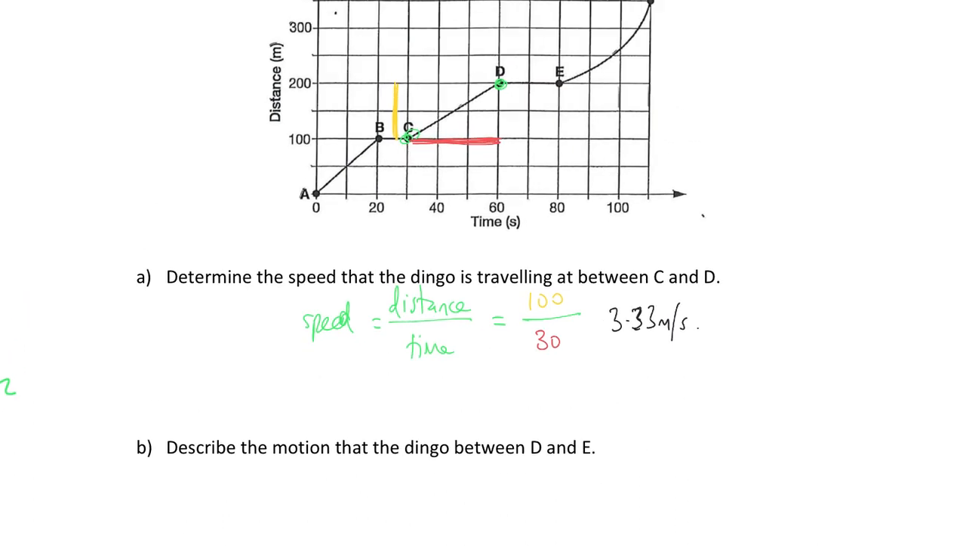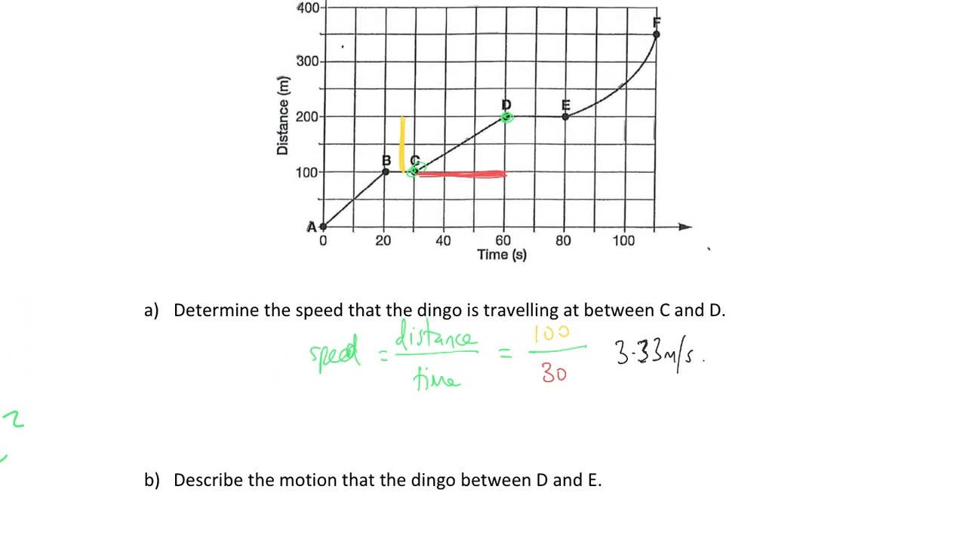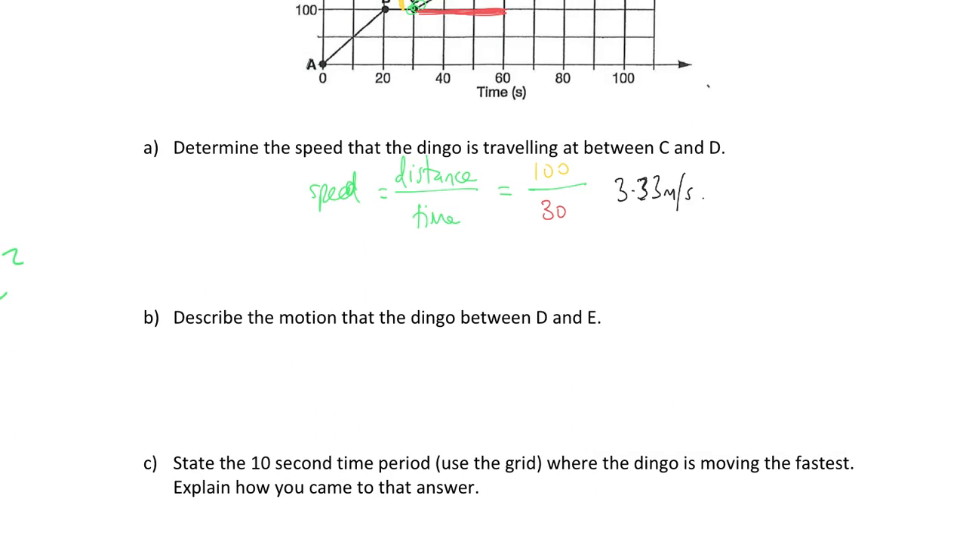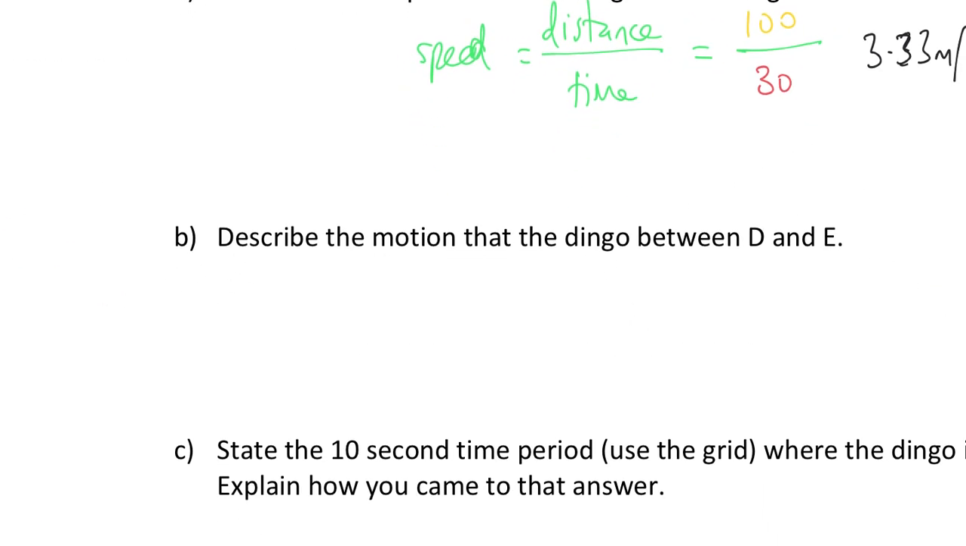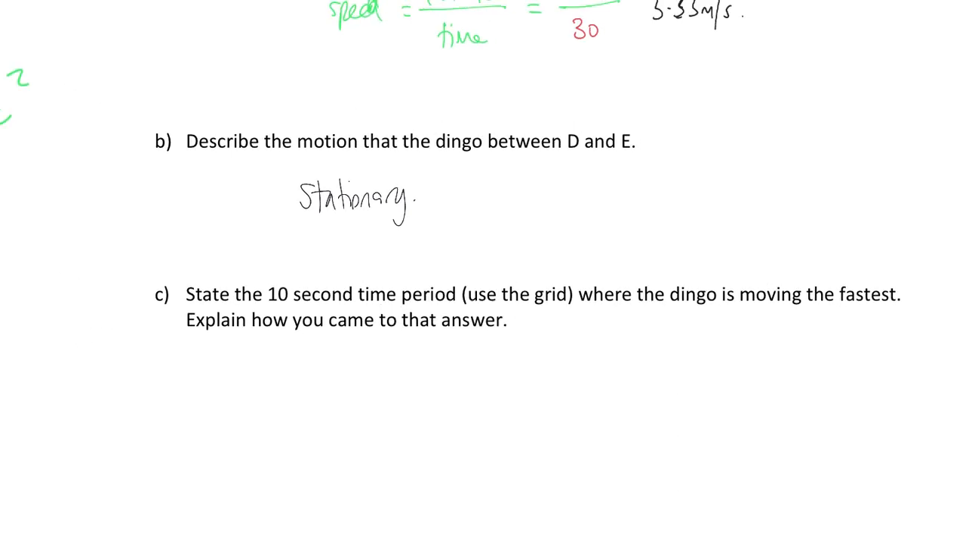Describe the motion of the dingo between D and E. What is it doing here? It's being stationary because it's a flat line on a distance time graph, so therefore it is stationary. Stationary, right?